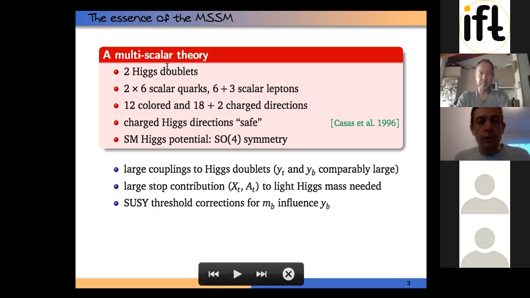So all these new scalar quarks and leptons, in principle, can also acquire vacuum expectation values. Let's say the partners of the top and bottom quark are coupling with large couplings. The Yukawa coupling of the top quark is, of course, 1. The Yukawa coupling of the bottom quark can also be enhanced due to the SUSY threshold correction.